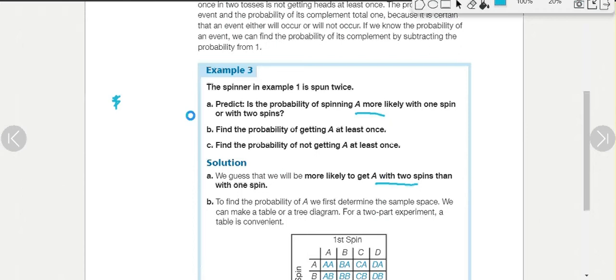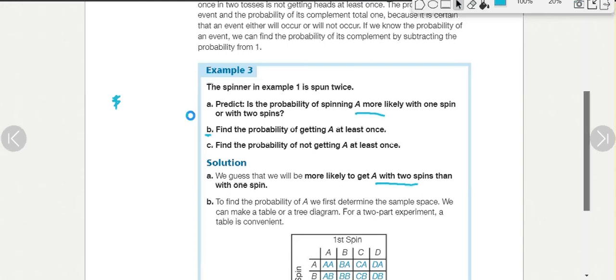I guess I can't explain why, but that definitely seems like if you spin it twice, you have a better shot at it, right? Letter B, find the probability of getting A at least once. We could do that with the table like they were saying.